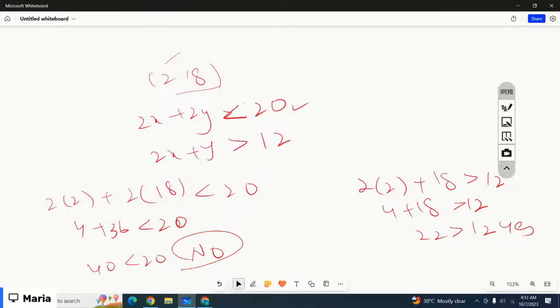So that means (2, 8), sorry, it is 8, not 18. 8 times 2 is 16. 16 plus 4 is 20. 20 is less than 20? No, so it is false. 8 plus 4 is 12. This is also false. So (2, 8) is not the solution of the system of inequalities, right? The correct option is no.